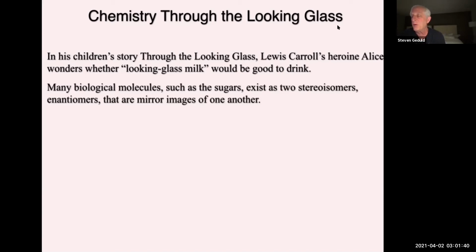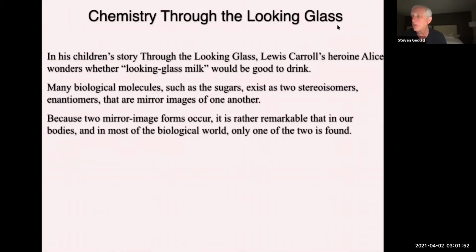So many biological molecules like sugars exist as 2 stereoisomers. They're called enantiomers. They're mirror images that are non-superimposable on one another. It's rather remarkable that in our bodies and in most other organisms' sugars, only one of the two is found.